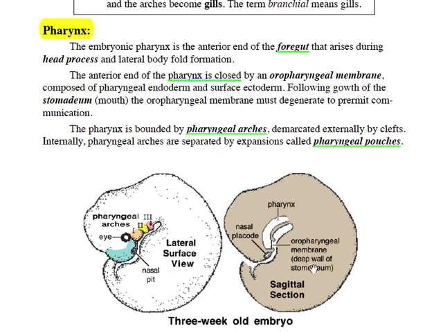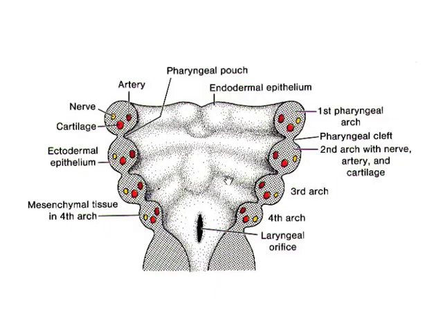On the right, we have a mid-sagittal section through an embryo. Notice that the pharynx ends blindly in an oropharyngeal membrane that eventually disintegrates when a stomadeum grows out of the cranium. This image represents a dorsal plane section through the pharynx.